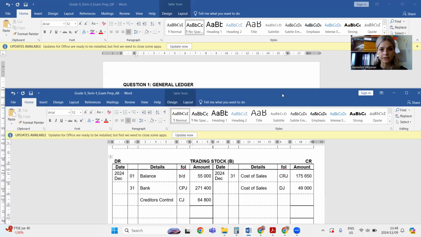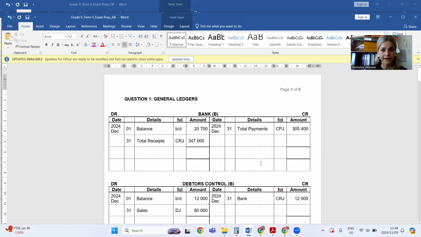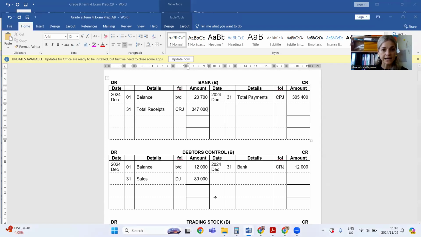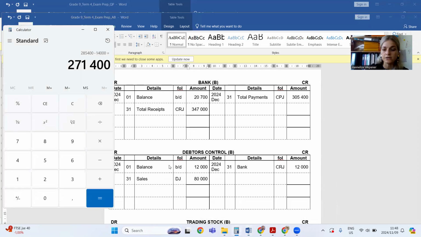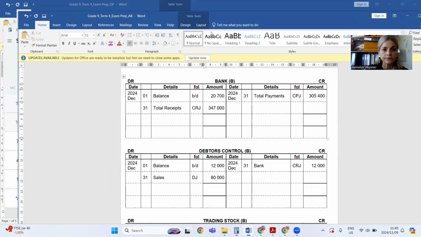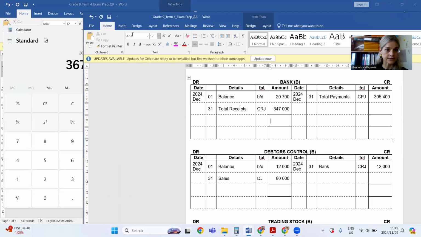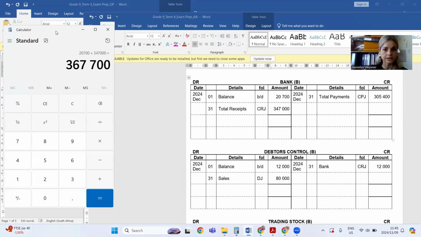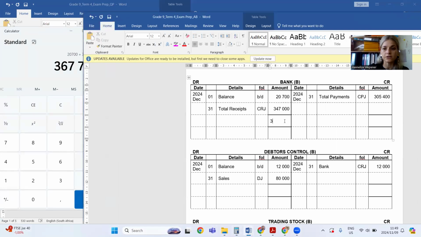Right, so let's get going. Starting with bank. The easiest way to balance accounts is to add everything on the debit side, get the total, then add everything on the credit side, and see which side is the bigger one. So on the debit side, you currently have 367. That is more than your credit side. So you're going to write this total on both sides. There goes my 367,700.